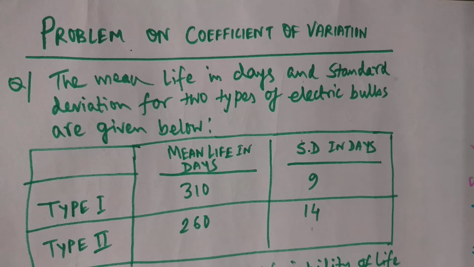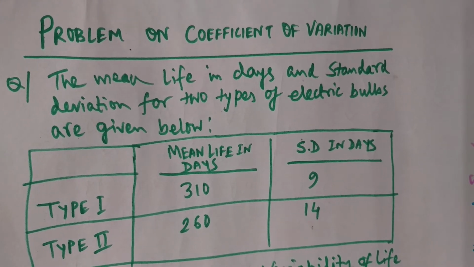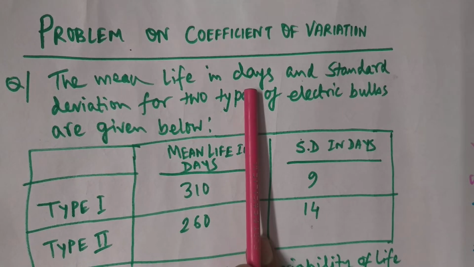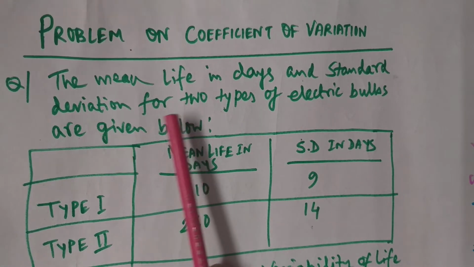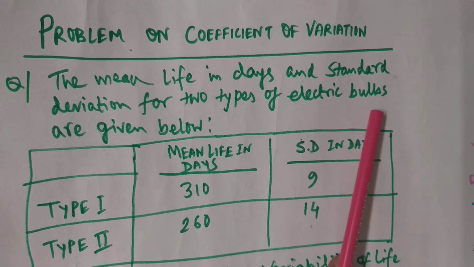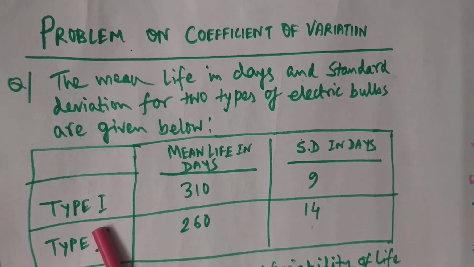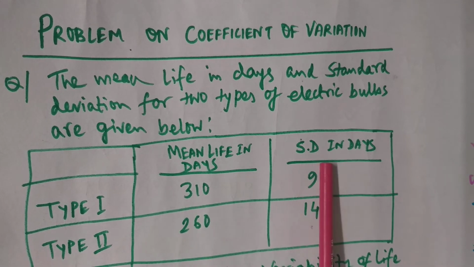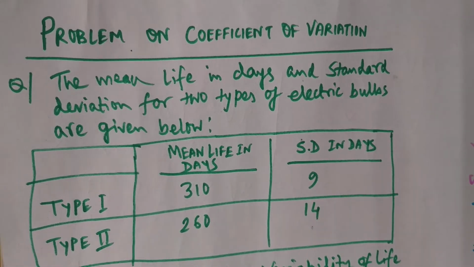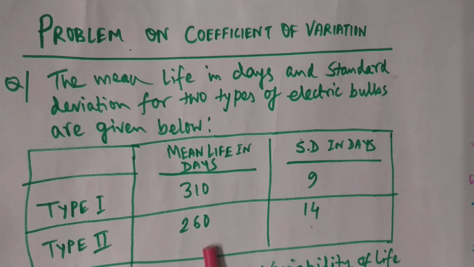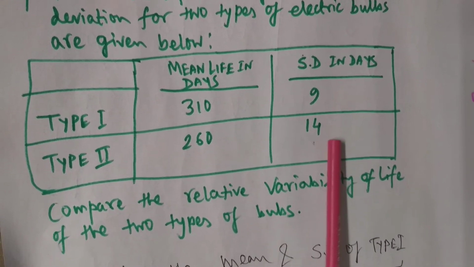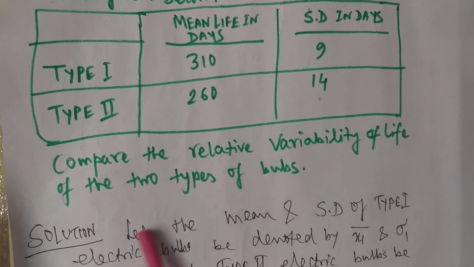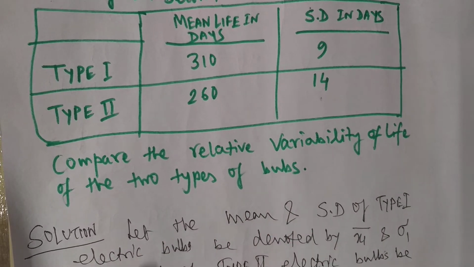Now we present a problem on coefficient of variation. The problem is given as: the mean life in days and standard deviation for two types of electric bulbs are given below. Type 1, mean life in days 310, standard deviation in days 9. Type 2, mean life 260 days and SD 14 days. Compare the relative variability of life of the two types of bulbs.